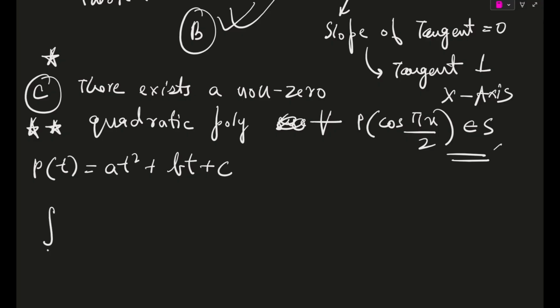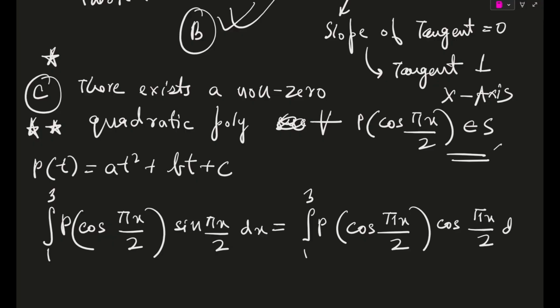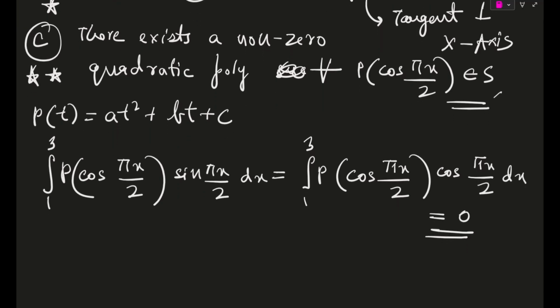integrals, that is integral 1 to 3 of p of cosine pi x by 2, within the brackets, and outside you will have sine of pi x by 2 dx, is equal to integral 1 to 3 of p of cos pi x by 2, and outside you will have cosine pi x by 2 once again dx. You have to prove that both of these are equal to 0. If you prove it, then I guess your points are worth being noted.